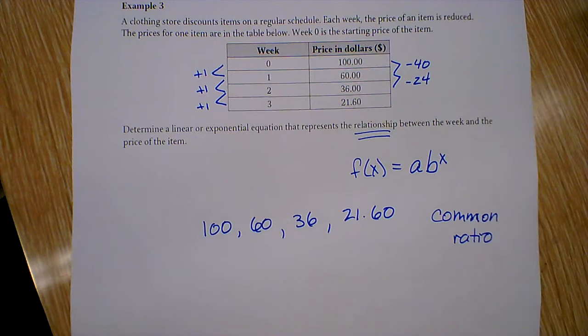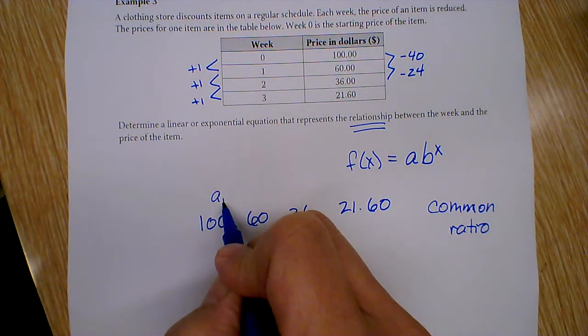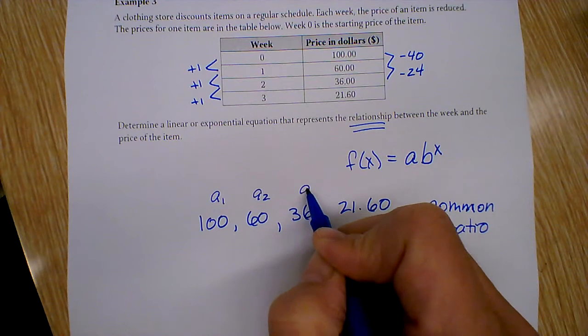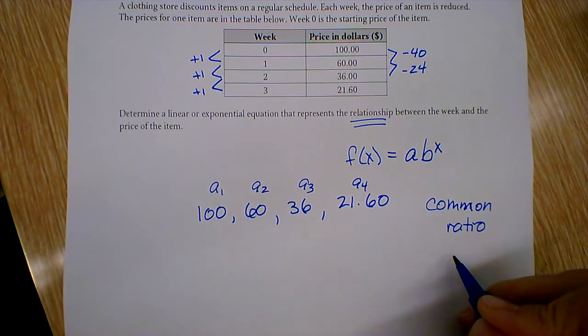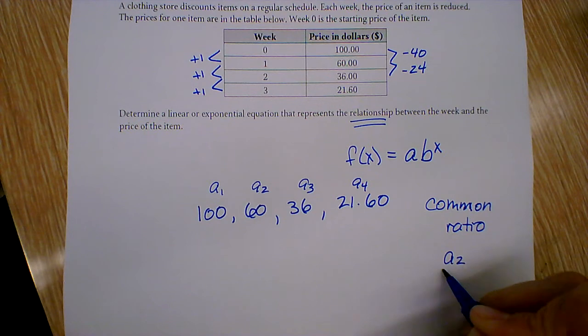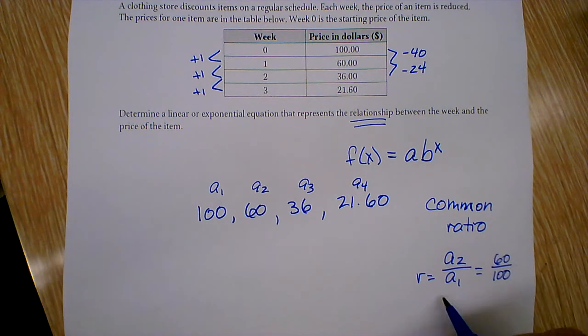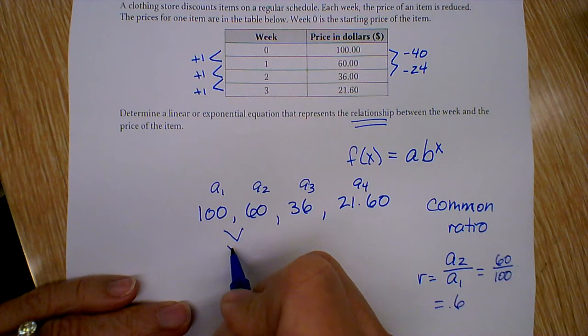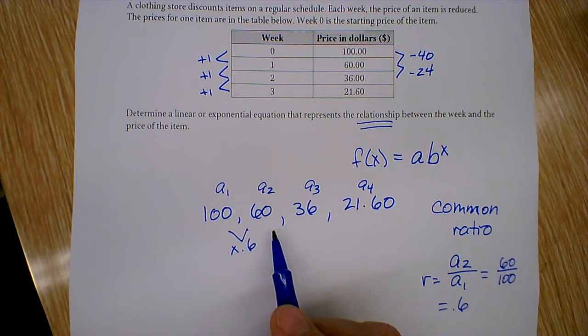And we talked about how to find that common ratio. If I consider this my a sub 1, a sub 2, a sub 3, a sub 4, we said that you take a sub 2 divided by a sub 1, that r is equal to that. In this case, 60 divided by 100, which is equal to 0.6. So it looks like I'm going to multiply by 0.6. Let's see if this works for the next one.